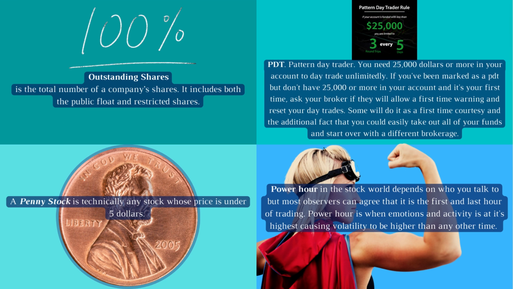Outstanding shares is the total number of a company's shares. It includes both the public float and restricted shares.